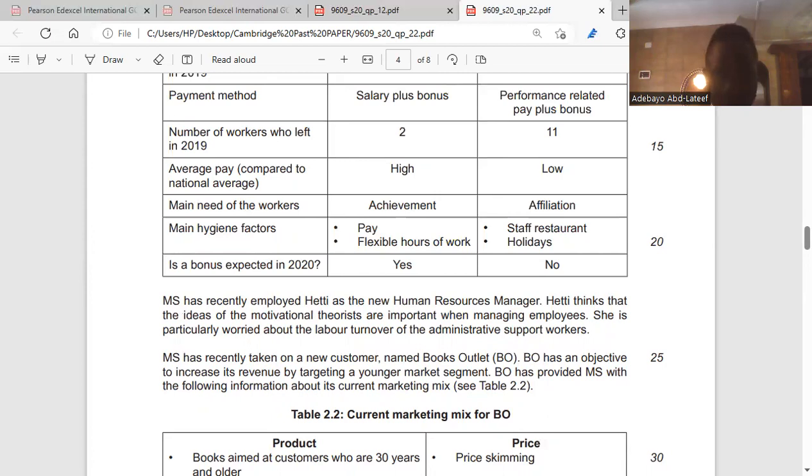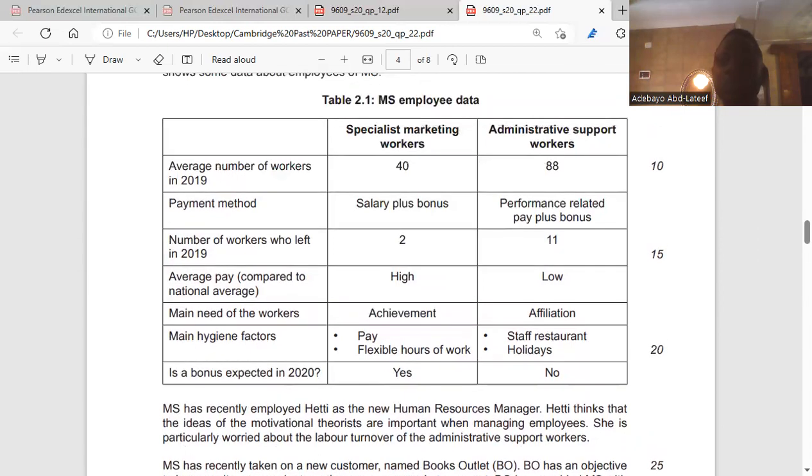Then we go to Taylor. Taylor's ideology is scientific management, which talks about money, that money is the main motivator. So based on what we have here, those that left the work were the administrative support. 12.5% of them left. Why do they leave?